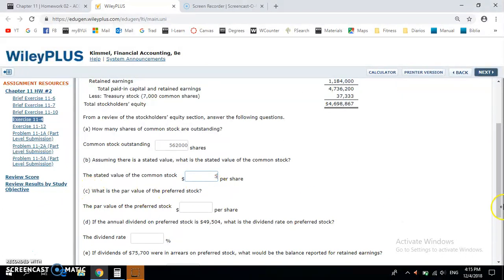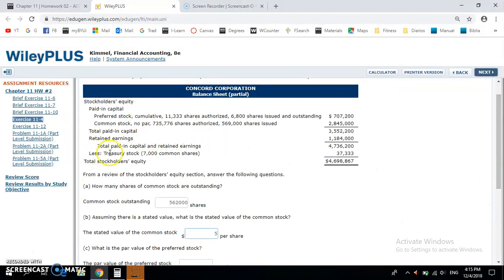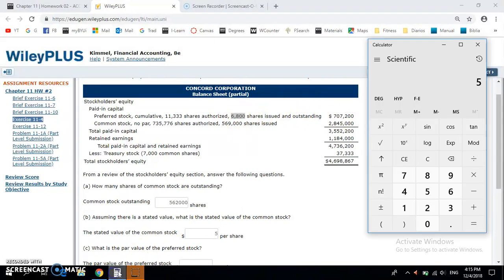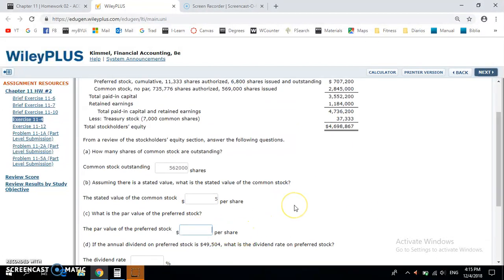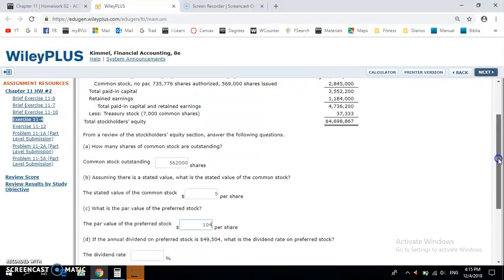What is the par value of the preferred stock? Here we do the same reasoning. There is no paid-in capital in excess, so the par value of the preferred stock has to be this number divided by this number: how much they were paid divided by how many they issued. So we're going to do that. 707,200 divided by 6,800, and that equals 104. That is the value per share of the preferred stock.